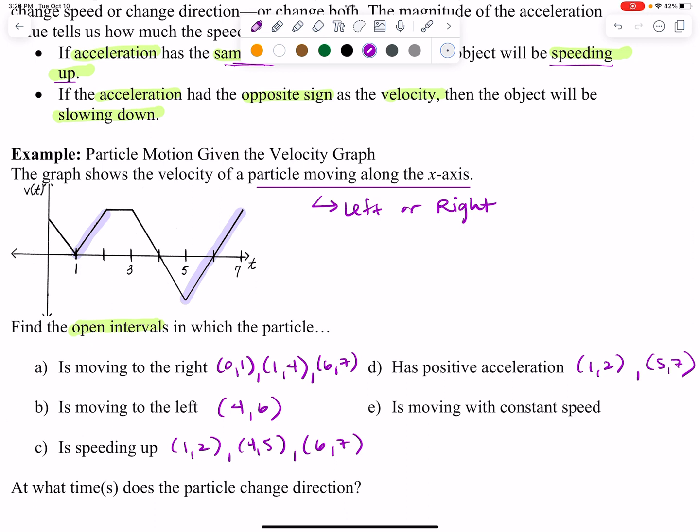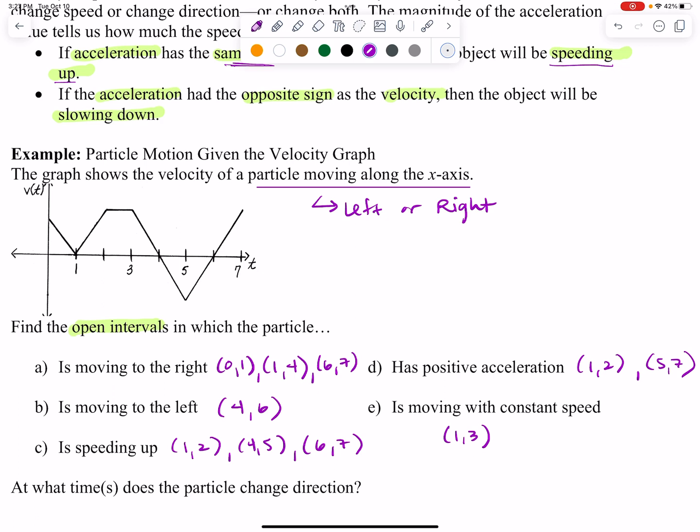Okay, and then for where the particle would be moving at a constant speed. So remember that speed is the magnitude of velocity. And so looking at this graph, it looks like the only place that velocity would be constant would be from 1 to 3. The velocity, the outputs for velocity are not changing on that interval. So we could say from 1 to 3, the particle would be moving at a constant speed.